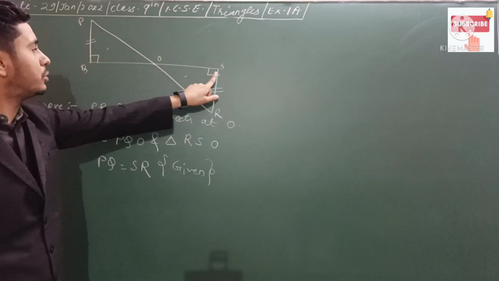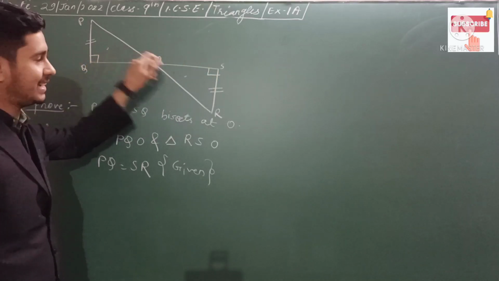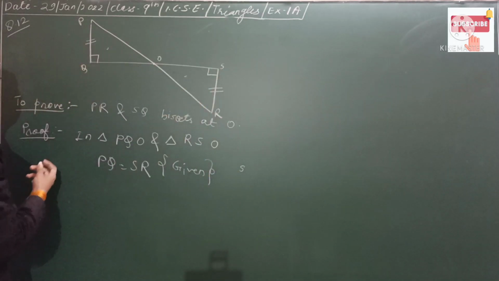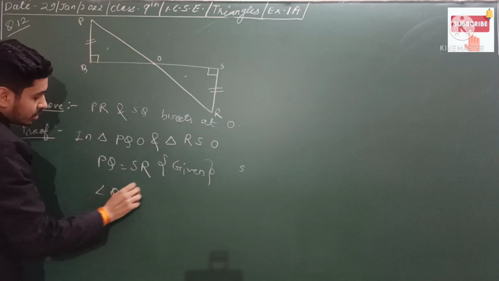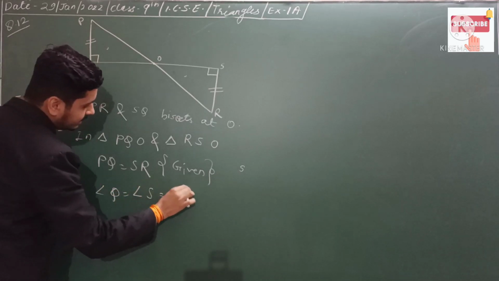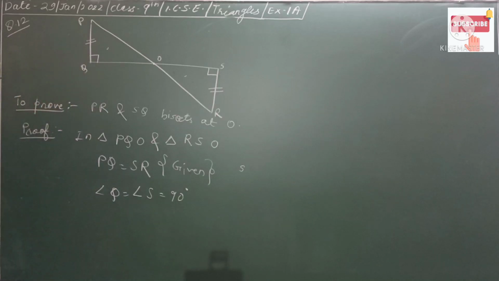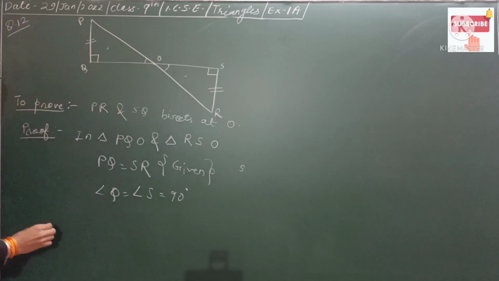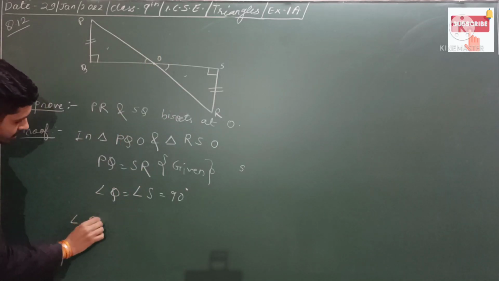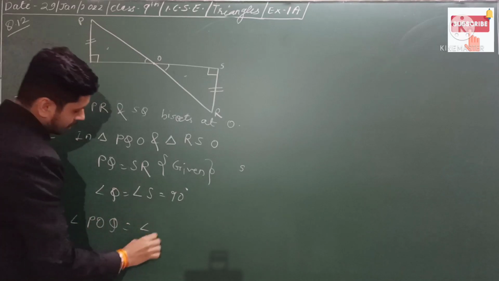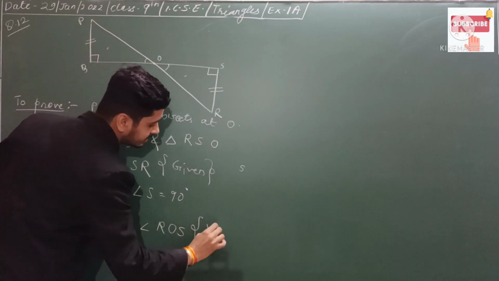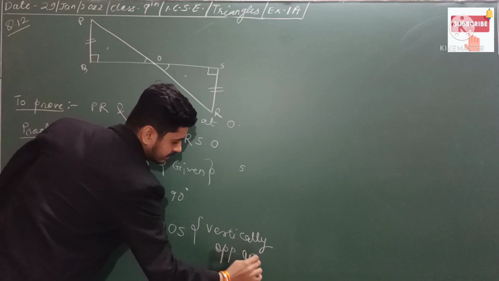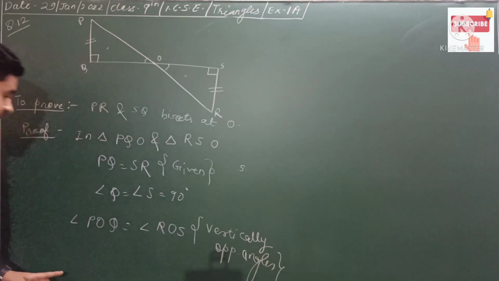this angle is equal to this angle, as this is denoting 90 degrees. Okay, so this is one side we got. Now this angle Q is equal to angle S is equal to 90 degrees. And what else can we say? This angle is equal to this angle, vertically opposite angles. So we can say that angle POQ is equal to angle ROS, and the reason being vertically opposite angles are equal. That you can write.